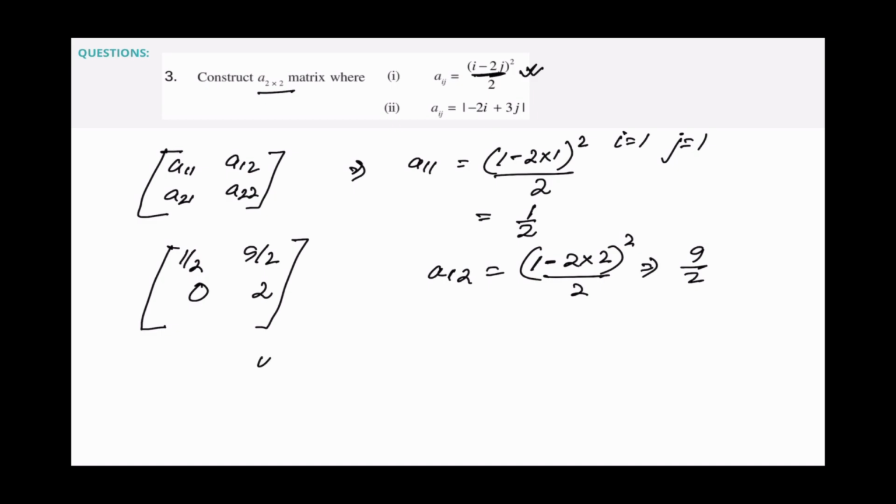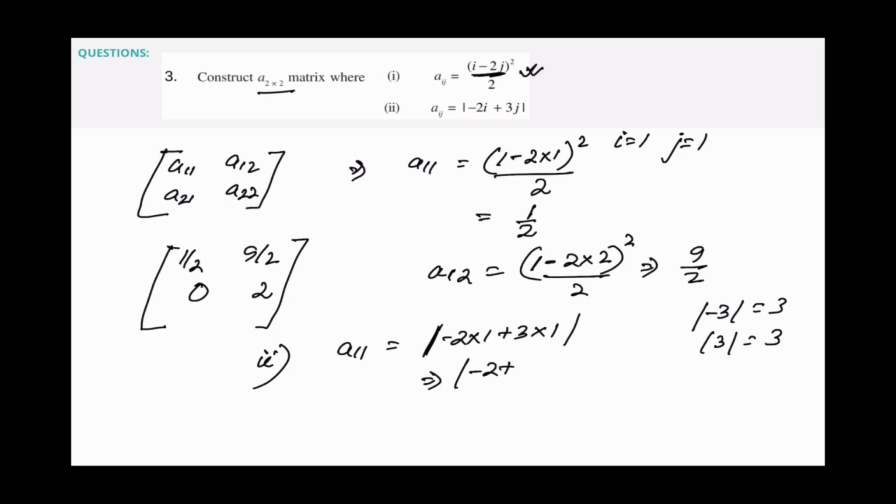Okay. Coming to the second one. Again the same thing. We'll first try to find A11. It is a mod. So what is the property of the mod, students? Whatever is inside, it will bring out as positive only. If you take the mod of minus 3, it will come as 3. If it is the mod of 3, it will come as 3. So minus 2 into 1 plus 3 into 1. So what did we get? Mod of minus 2 plus 3. That is equal to 1 only.